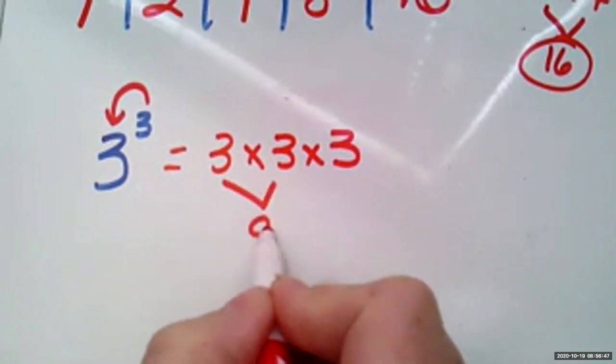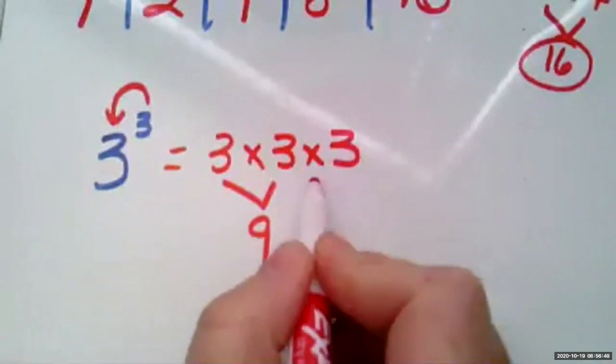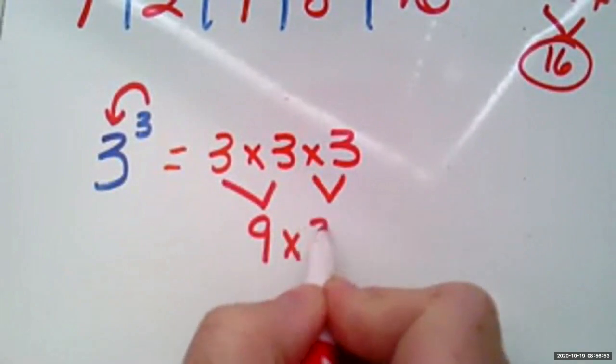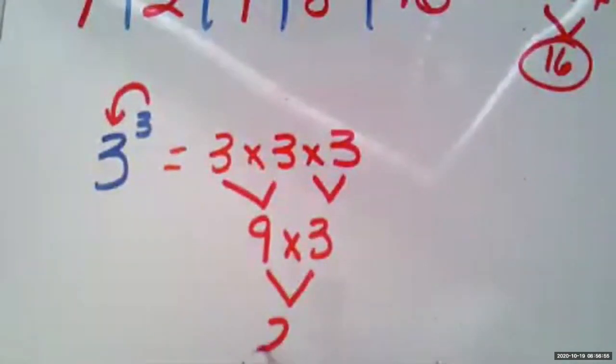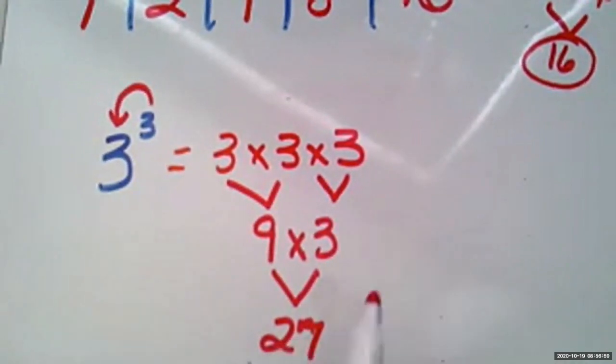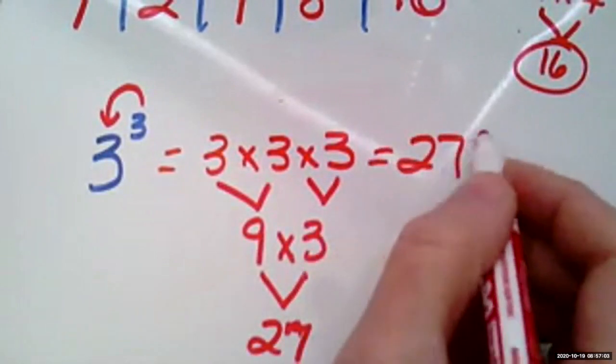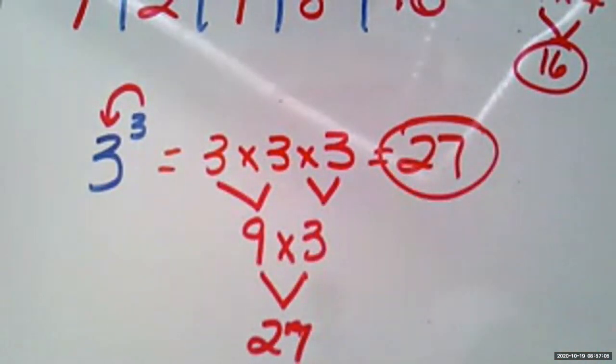3 times 3 is 9, and you still have to bring down this times 3, which 9 times 3 is indeed 27. Therefore, 3 to the third power is, final answer, 27. Thank you very much. Yes, those of you who got 27, awesome.